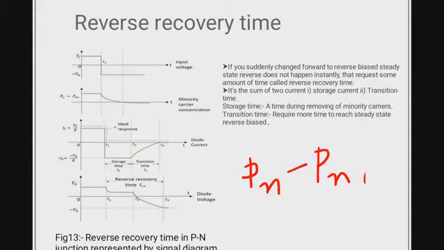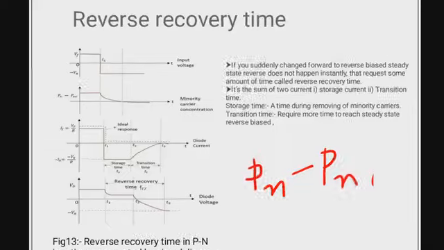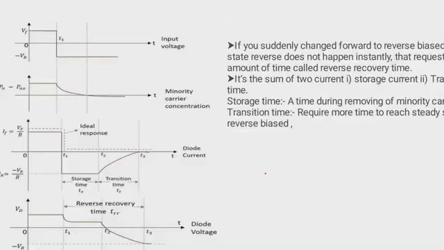Now in the second case, if the input voltage suddenly changes towards the negative V axis, this is the negative V axis, this one is the positive V axis. Now the input voltage suddenly changes towards the negative V axis at t equal to t1, this duration. Then the first step is nothing but to remove the excess carrier.